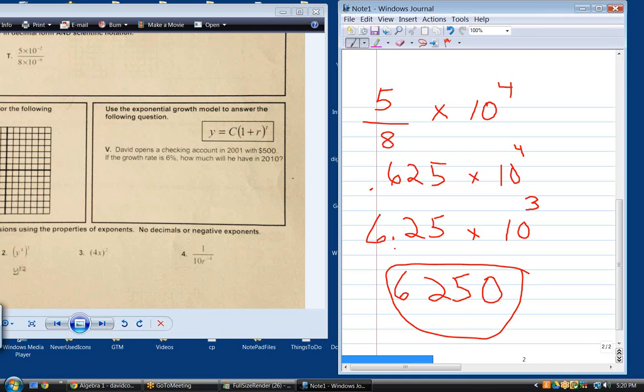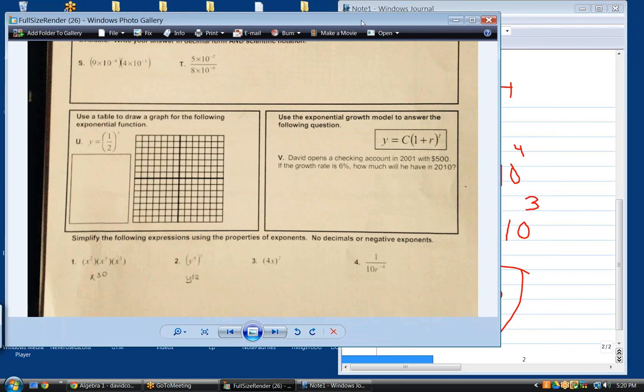If you move the decimal point to the right, you subtract from the exponent. If you move it to the left, you add to the exponent. Okay.